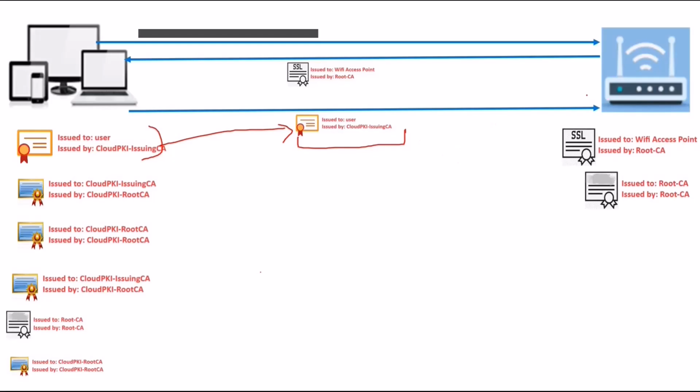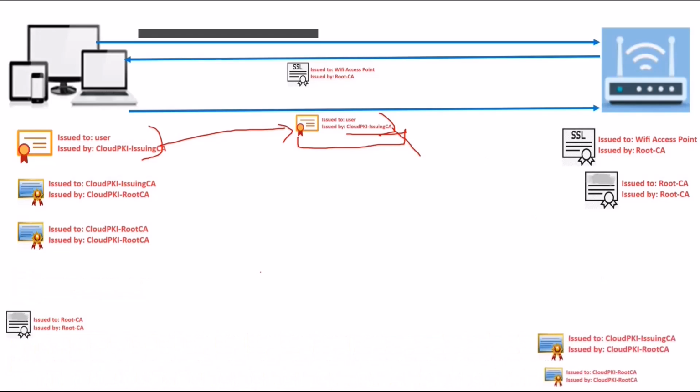Now, is the Wi-Fi going to trust this certificate? Well, the Wi-Fi does not know what the certificate is, right? So the Wi-Fi is first going to see whether it recognizes its issuer or not. Its issuer is the Cloud PKI issuing CA. So the Wi-Fi is going to trust this certificate only if it has the chain of the Cloud PKI issuing CA certificate installed in it. So for that to happen, what we have to do is push these two certificates to the Wi-Fi.